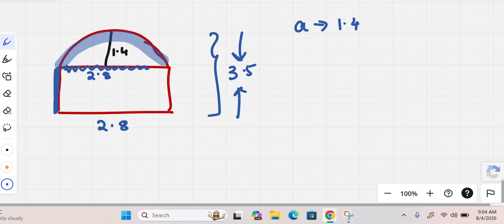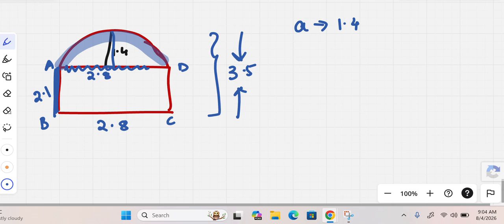Tell me, kids. Height of 2.1. AB, how much is AB? 3.5 minus 1.4, right? Because the total is 3.5. From that, I will subtract 1.4. So how much am I getting? 2.1 meter. That is 2.1, that is the height of the rectangular portion.